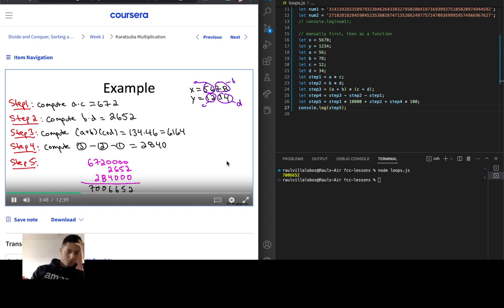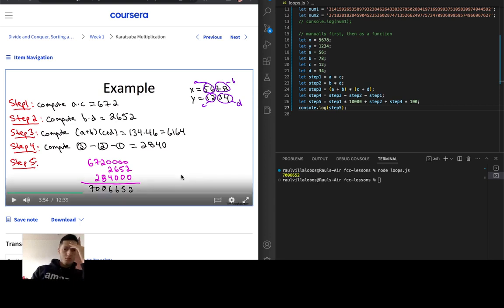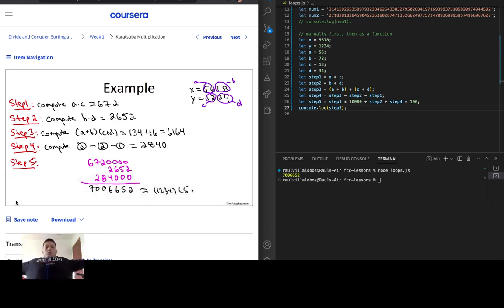6007. If you go back to the previous lecture, you'll note that this is exactly the same output as the grade school algorithm. That is, this is in fact the product of 1, 2, 3, 4, and 5, 6, 7, 8.